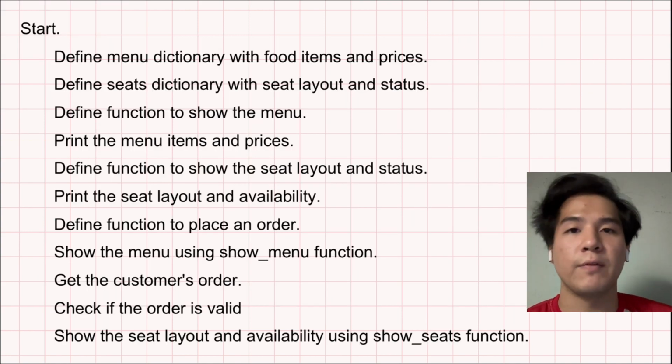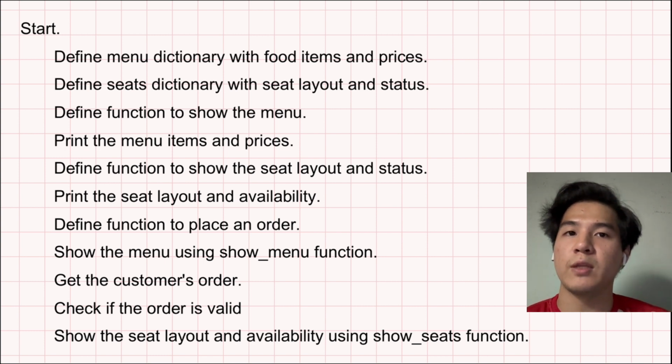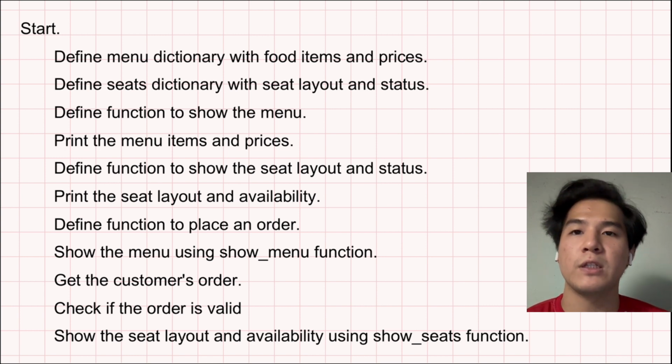The program begins by defining two dictionaries, one for the menu items and their prices, and another for the seat layout and availability. Then, a function is defined to display the menu items and their respective prices, followed by another function to show the seat layout and availability. After that, a function is defined to place an order. This function displays the menu items using the show menu function, then prompts the customer to enter their order, checks if the order is valid, and next display the seat layout and availability using the show seats function.